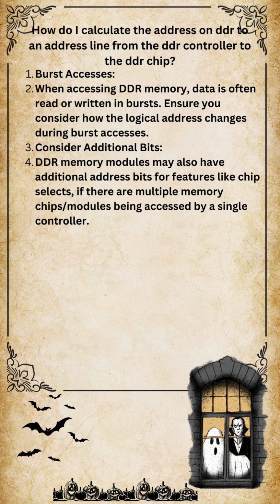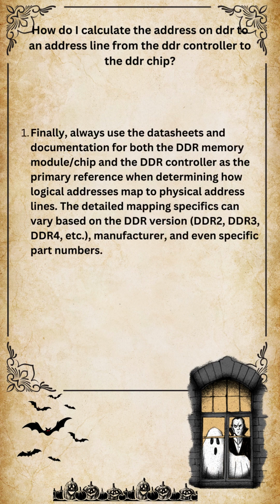Burst accesses. When accessing DDR memory, data is often read or written in bursts. Ensure you consider how the logical address changes during burst accesses. Consider additional bits. DDR memory modules may also have additional address bits for features like chip selects if there are multiple memory chip modules being accessed by a single controller.